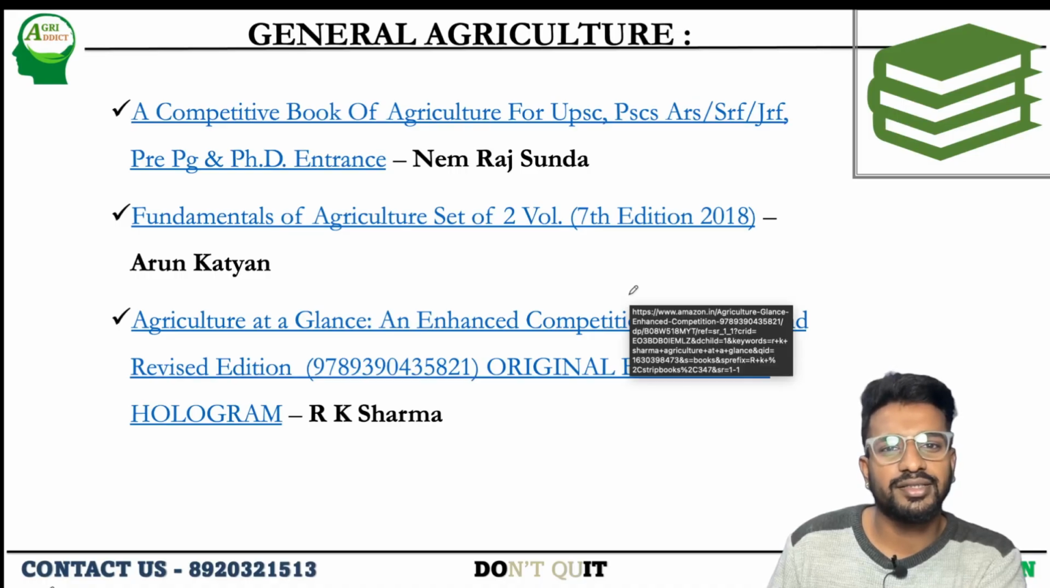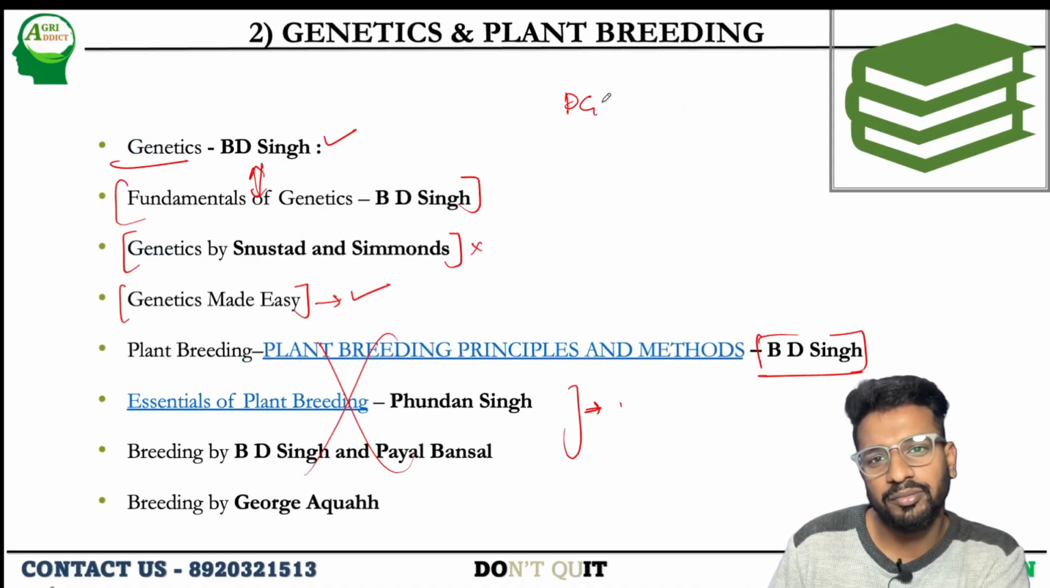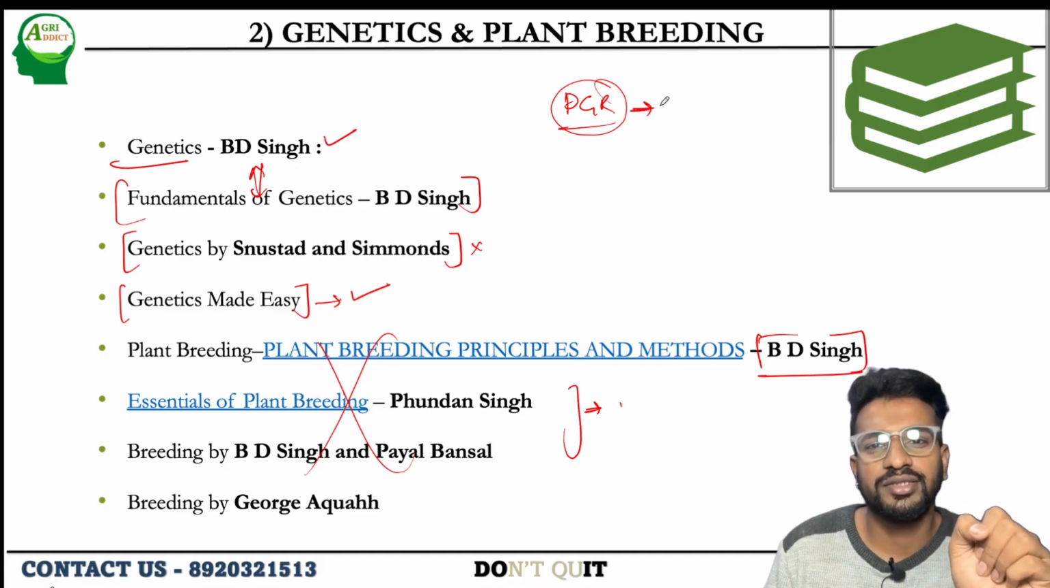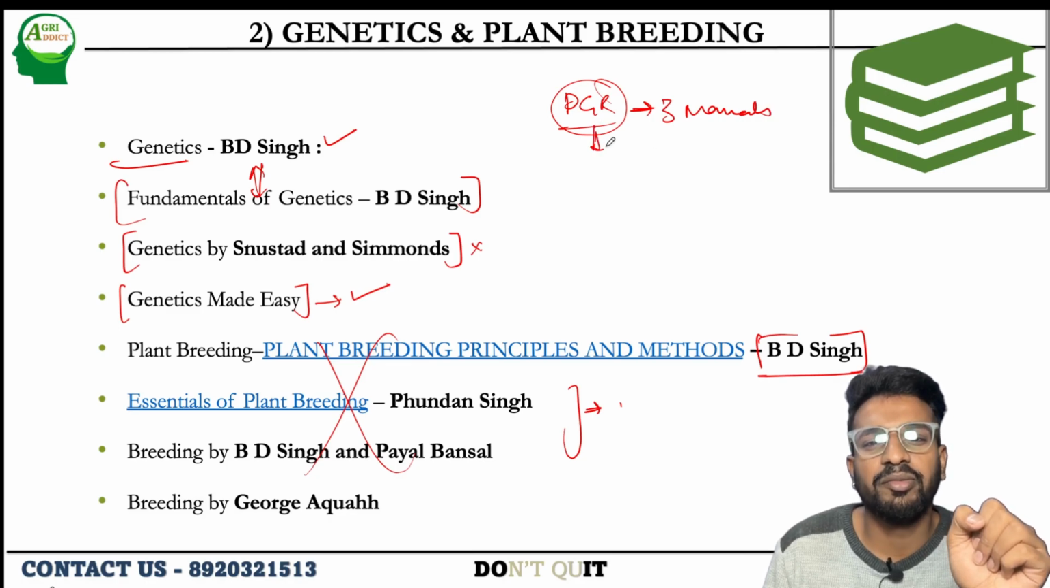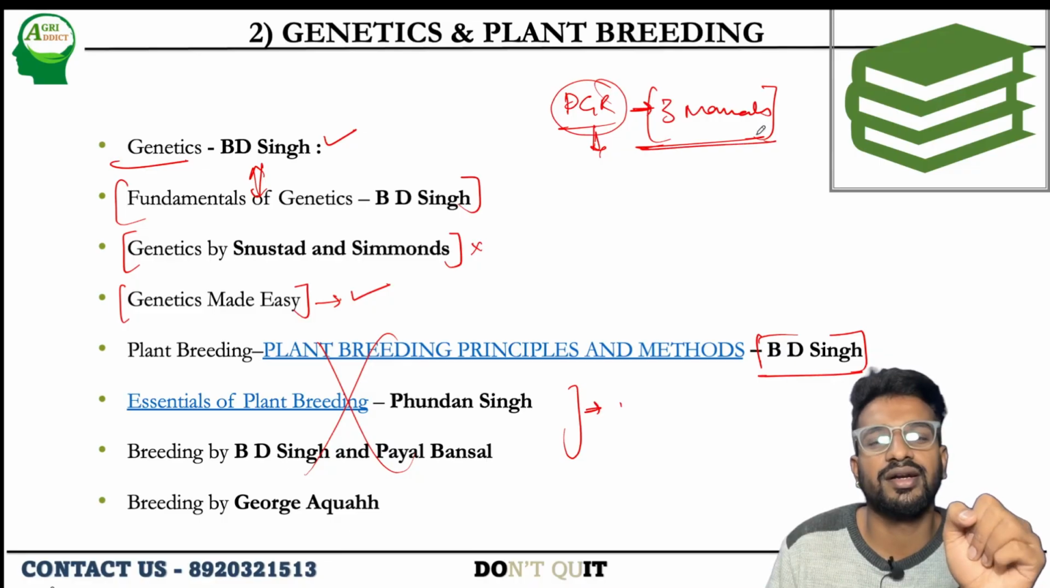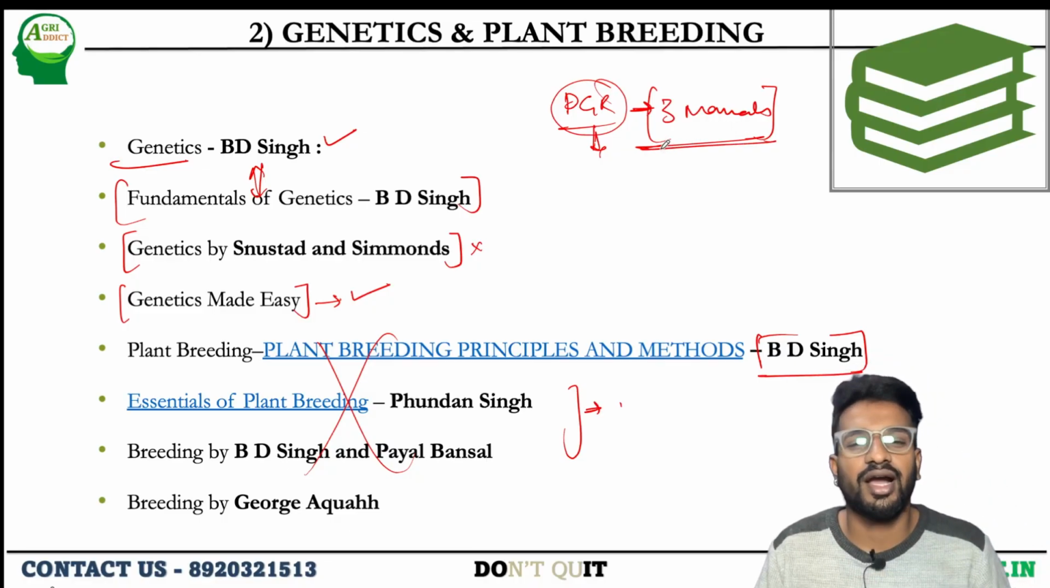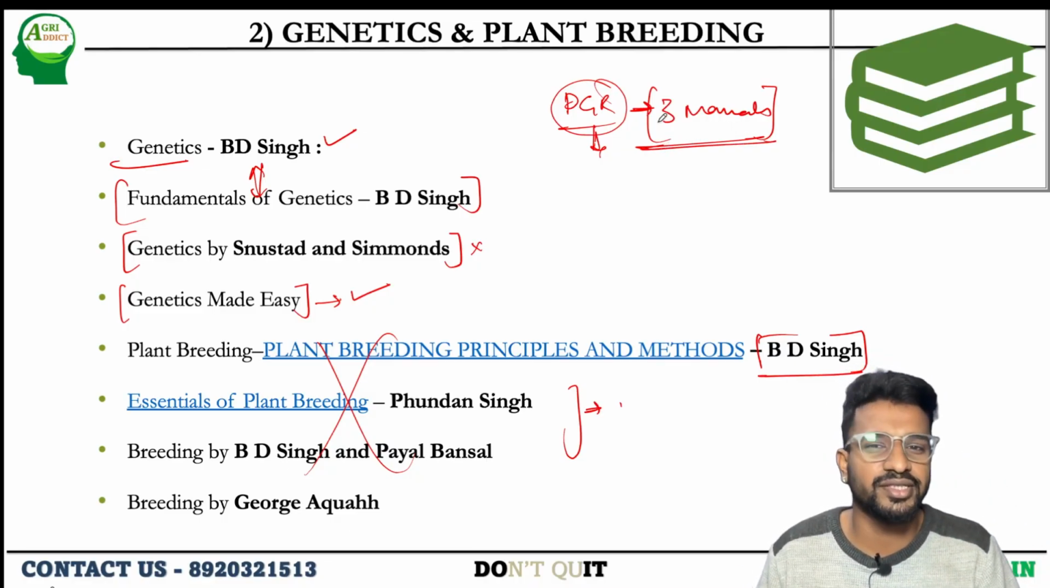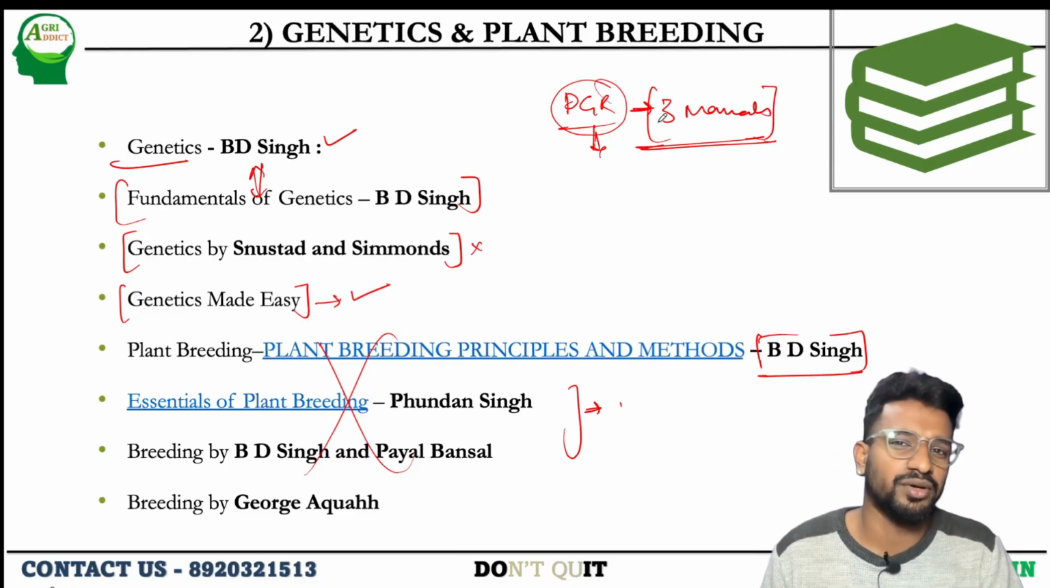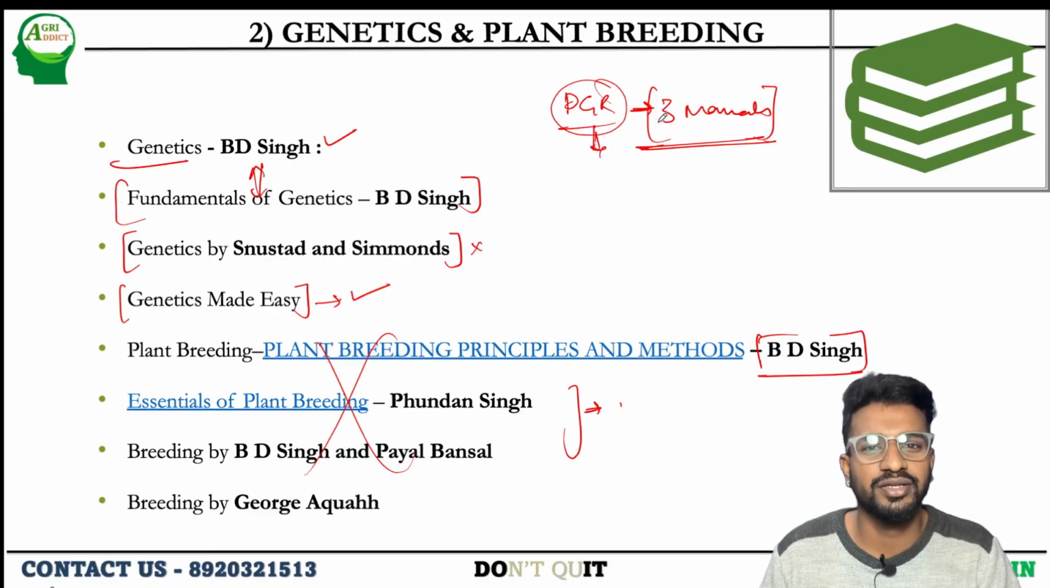Next, I did not talk about PGR. For PGR, no books are required, just go for the manuals. There are 2 to 3 manuals available on the NBPGR website. Try to download those manuals, read them, and analyze and compare them with the previous year papers. That will give you an idea of what things to focus on in these manuals. So that will finish all the different things.